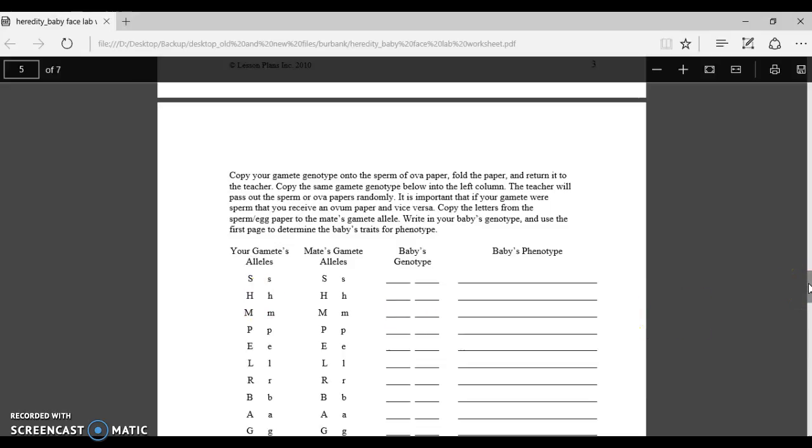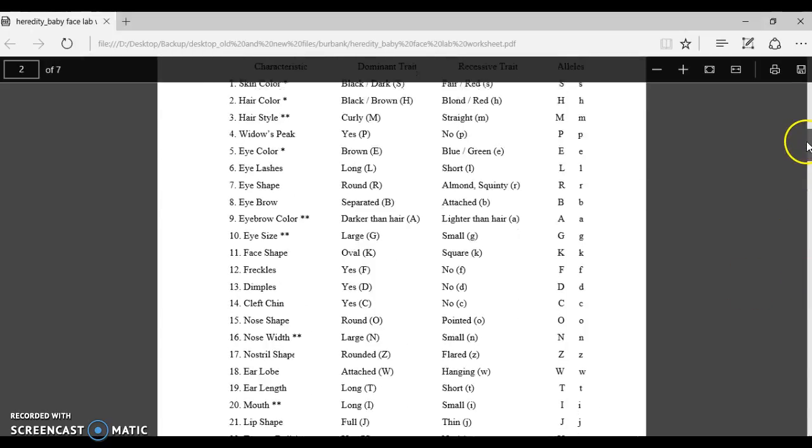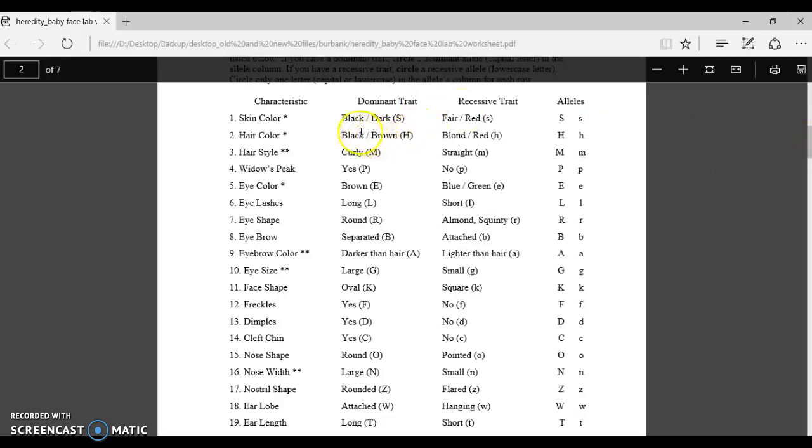So if it was H, let's pretend this time that you had a lowercase h, or recessive H, and your partner had a dominant H. So you'd put a big H here and a little h here to represent the two traits that each gamete, or sperm and egg, donated. So dominant H, recessive H. But what would that look like? So let's look. We go back to page 1, and we look at the H's. And that would mean your child would have black or brown hair.